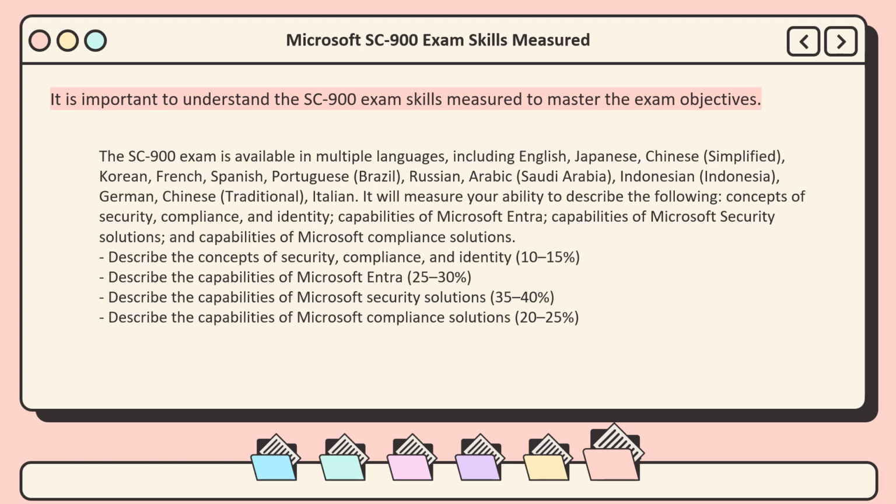Describe the concepts of security, compliance, and identity, 10 to 15%. Describe the capabilities of Microsoft Entra, 25 to 30%. Describe the capabilities of Microsoft Security Solutions, 35 to 40%. Describe the capabilities of Microsoft Compliance Solutions, 20 to 25%.